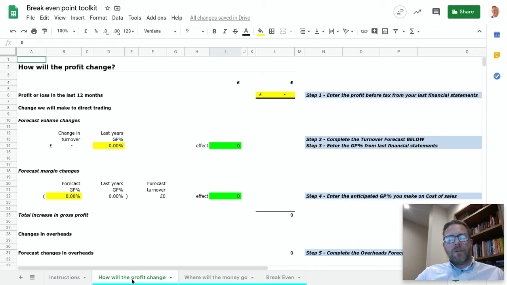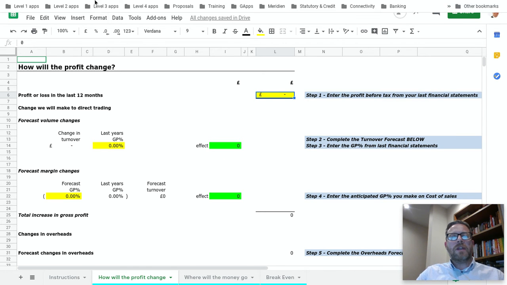First of all, how will the profit change? This is quite a simple calculation with just 5 steps. Looks complex, but once you've run through this a couple of times, you'll see how logical it is. The first step is to take last year's profit, or should I say the rolling 12 months profit up to the year to date, which for us, of course, is the end of February. And you take that figure straight from Xero.